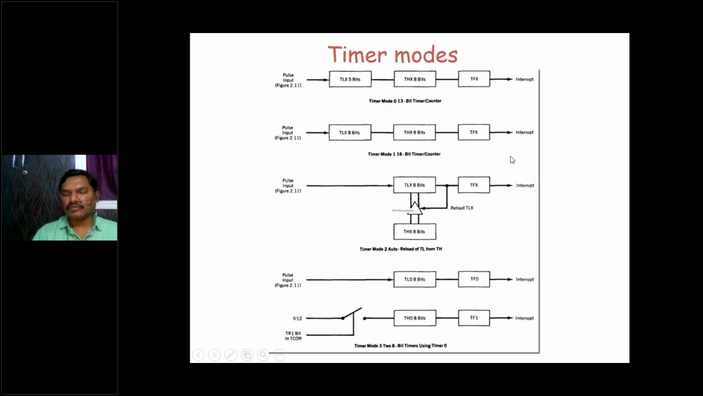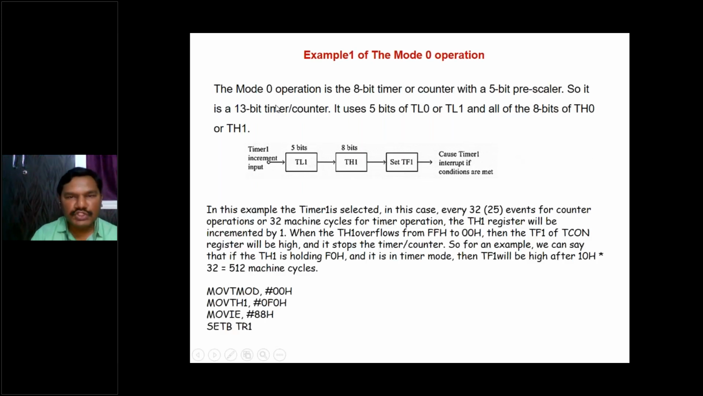Right. So right now I want to explain with the help of one example of mode 0 operation. Now, as I told you, this mode 0 operation acts like a 13-bit timer or counter. So TL1 is 5 bits and TH1 is 8 bits. Now, how to set this TF1 or when? In this example, timer 1 is selected. In this case, every 32 events for the counter operation or 32 machine cycles for timer operation, the TH1 register will be incremented by 1.